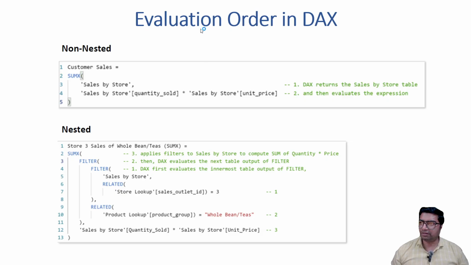So that is evaluation order in DAX. I hope you understand this. I didn't go too deep, but you must know about this while working with DAX. If you get a wrong result, you can check why the result is coming out wrong. We'll do some more practical examples in the coming video. See you in the next video. Stay tuned.